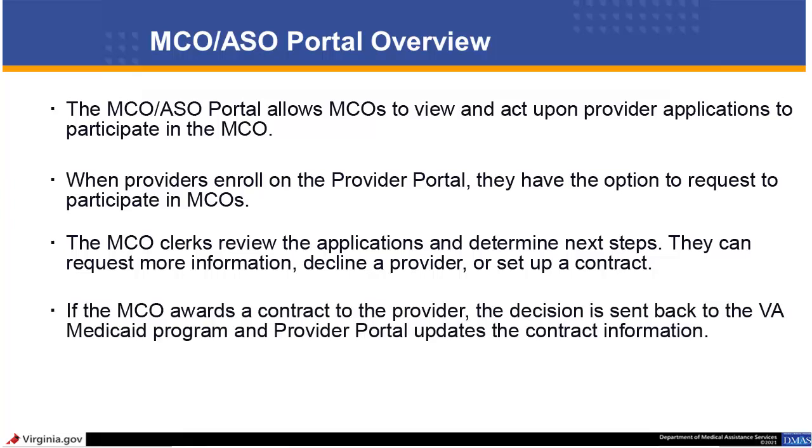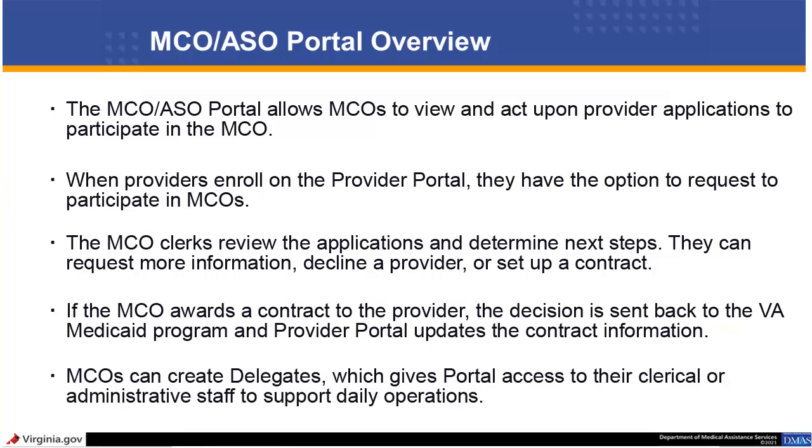Once the MCO makes a contract decision, that information is sent back to the Virginia Medicaid program, and the provider portal is updated with the contract information. The MCOs can create delegates, which gives portal access to their clerical or administrative staff. MCOs can assign specific functionality to a delegate or give them full access.